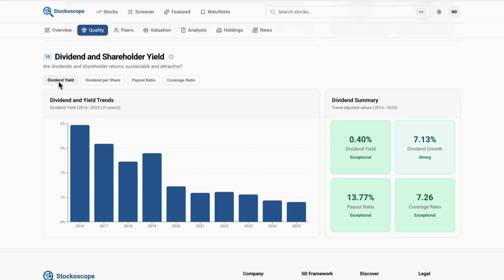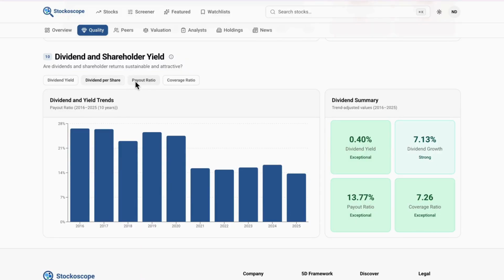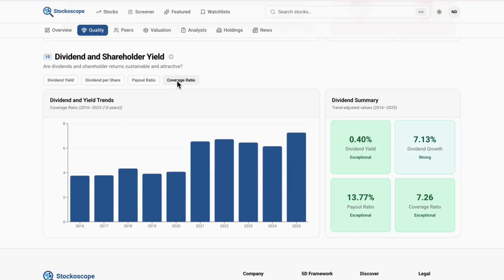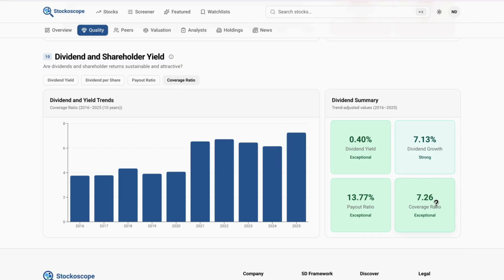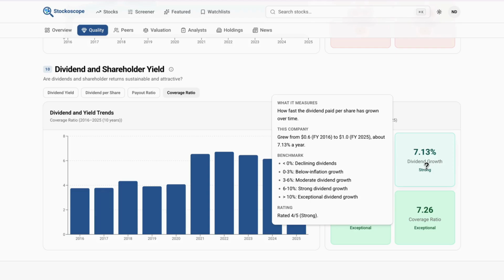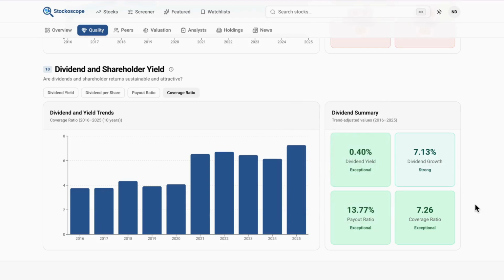This covers dividend yield, dividend per share growth, payout ratio, and the coverage ratio. A sustainable dividend requires a balanced payout ratio and coverage above 1.5 times. Consistent dividend growth reflects management's confidence in future cash flows.